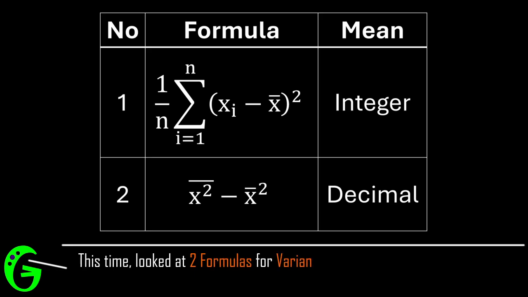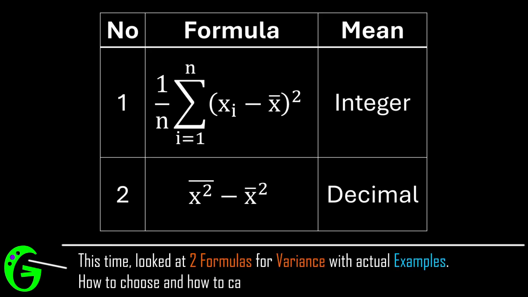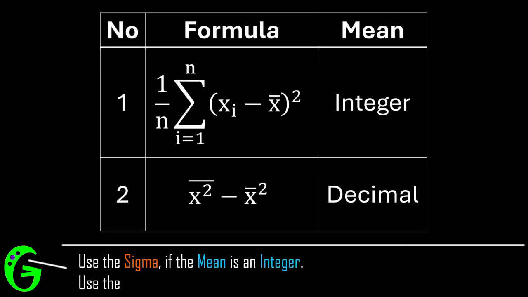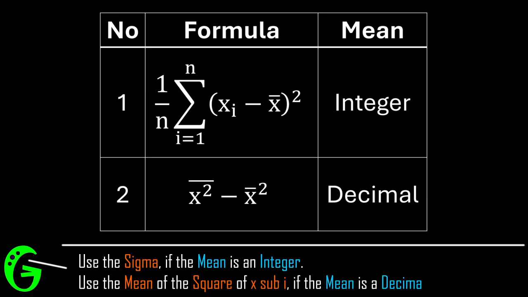This time, we looked at 2 formulas for variance with actual examples, how to choose and how to calculate. Use the sigma notation if the mean is an integer. Use the mean of the square of x sub i if the mean is a decimal.